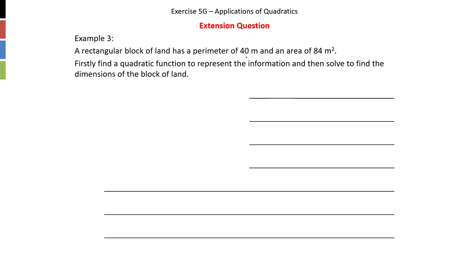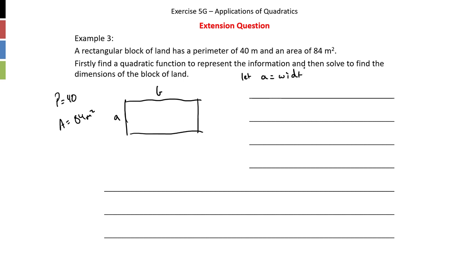A rectangular block of land has a perimeter of 40 meters and an area of 84 meters squared. Firstly, find a quadratic function to represent the information, and then solve to find the dimensions of the block of land. So we've got some block of land, okay, and it has a P of 40 meters and it has an area of 84 meters squared. Okay, and we're going to have some width and length A and B. So I'm going to let A equal width, B equal length.